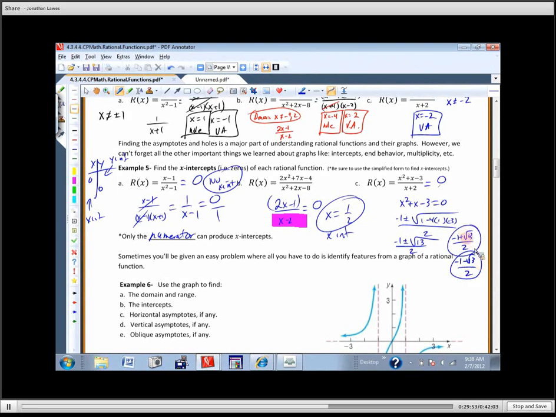Couldn't you check the discriminant first to see if it's greater or less than 0? Sure. If it's less than 0, then it wouldn't have any x-intercepts. Yeah, you're right. But this one's positive, so there are some x-intercepts. Okay. Any questions?